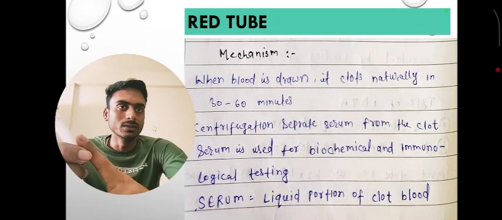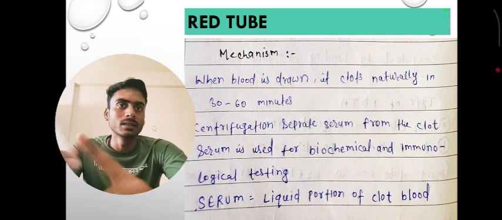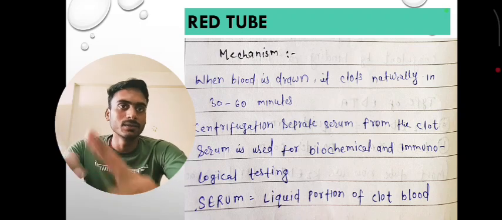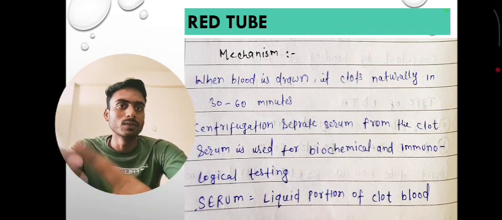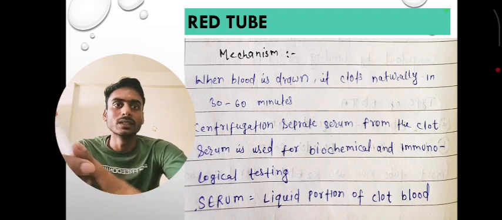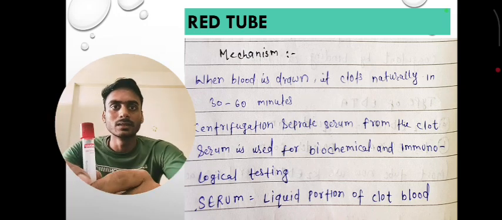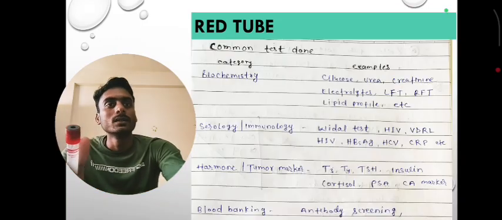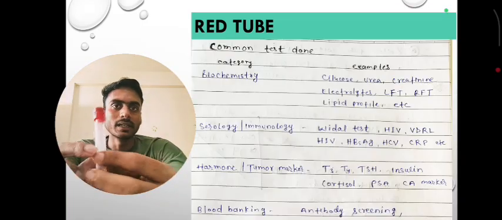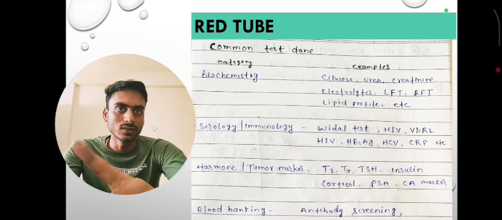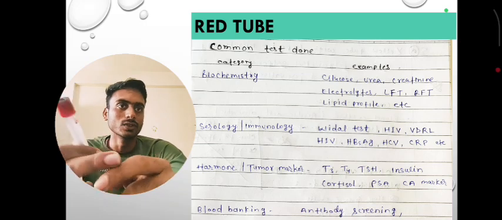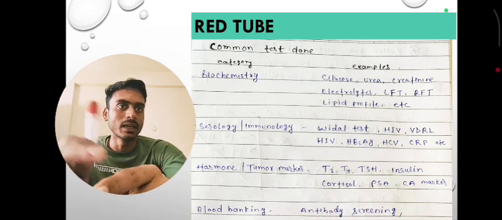Mechanism: when blood is drawn, it clots naturally in 30 to 60 minutes, and then it is centrifuged to separate serum from the clot. Serum is basically used for biochemical or immunological testing. Serum means the liquid portion of clotted blood. If blood is clotted, the yellowish liquid portion is known as serum. The common tests done in a red tube, of course, we discussed in the intro: biochemistry tests, glucose, urea, creatinine, electrolytes, LFT, RFT, lipid profile.